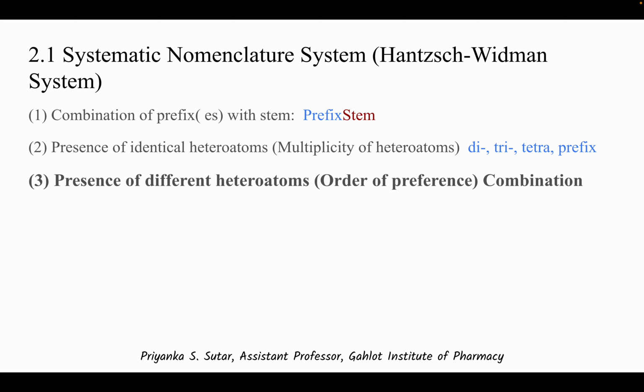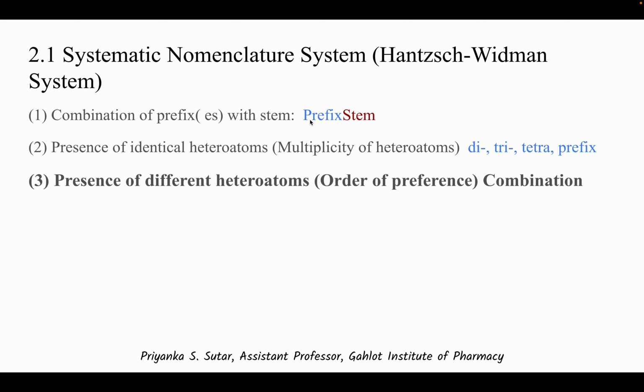Now you have learned rule number 1 and rule number 2, that is, combination of prefix. What is Hantzsch-Widman? As per the Hantzsch-Widman system, the name of a heterocycle is of 2 parts, prefix and stem. Prefix indicates heterocycle, stem indicates cycle, ring. Rule number 1 is applicable if there is only one heteroatom. But what if there are two heteroatoms which are identical? Then you can use di, tri, tetra before the prefix.